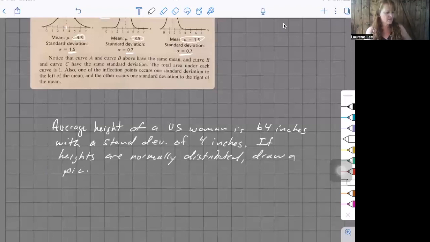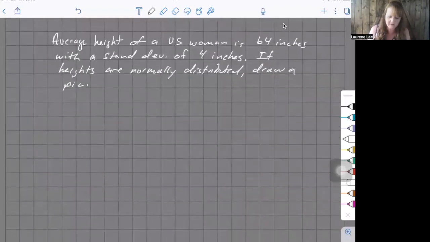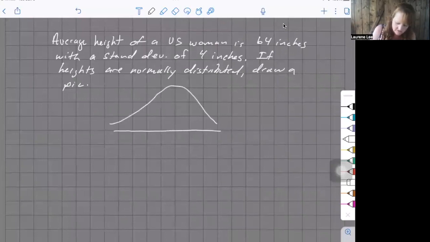We're always going to start with a picture. I think it's helpful to have a visual. So this is a normal curve. I'm going to draw my curve and try to make it roughly symmetric. It doesn't have to be perfect. The mean is always going to be in the middle. I tend to use average and mean interchangeably. I try to write mean. Your book always writes mean. So the mean height is 64 inches. That's in the middle here.